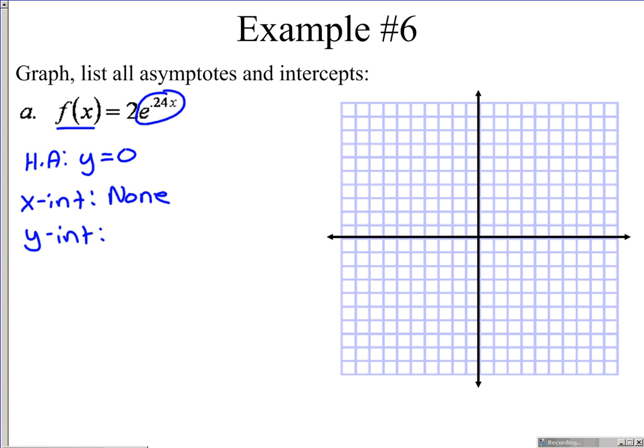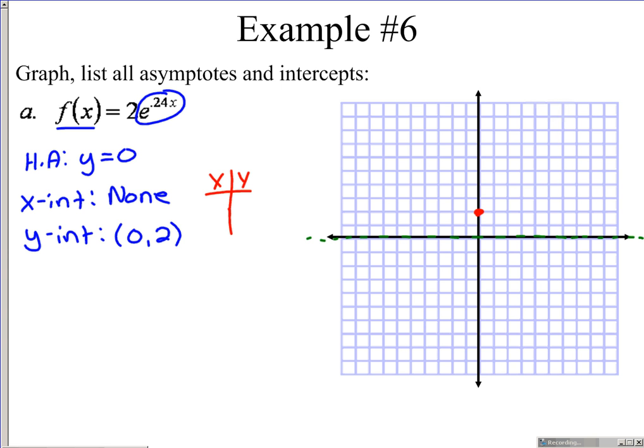Y-intercept, plug in 0 for x. When I plug in 0 for x, we know anything to the 0 power is 1. So y equals 2 times 1 because e to the 0 is 1. 2 times 1 is 2. So we have a y-intercept at 0, 2. Graph what we have. Asymptote line at y equals 0. Y-intercept is 0, 2.